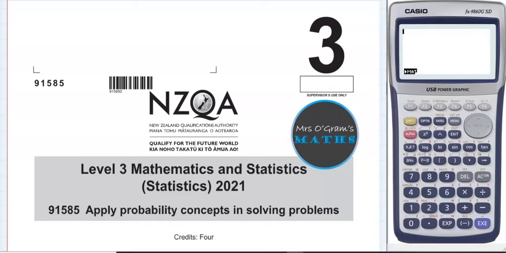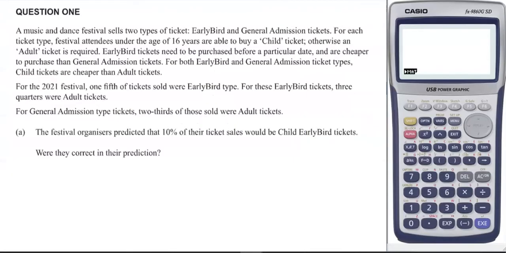We are looking in this video at the Level 3 Maths and Stats paper from 2021, and it's standard 91585, which is the probability concepts paper. Right, question 1A, we have a bunch of information about some festival tickets, so pause to read.